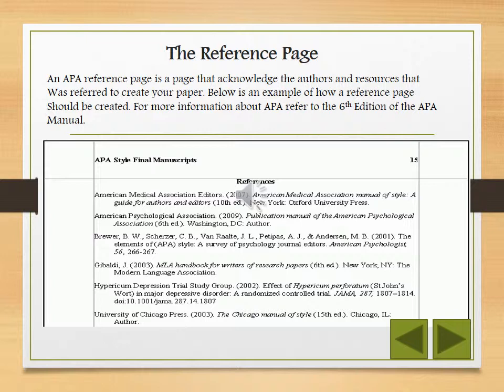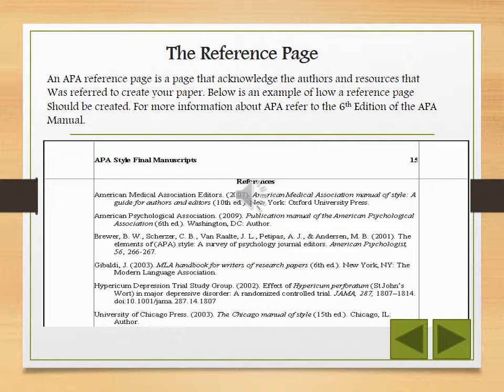Here is an example of a reference page. An APA reference page is a page that acknowledges the authors and resources that were referred to create your paper. Below is an example of how a reference page should be. For more information about APA, you'll refer to your 6th edition of the APA manual. And here, you'll notice that the information is indented. The word References is centered.